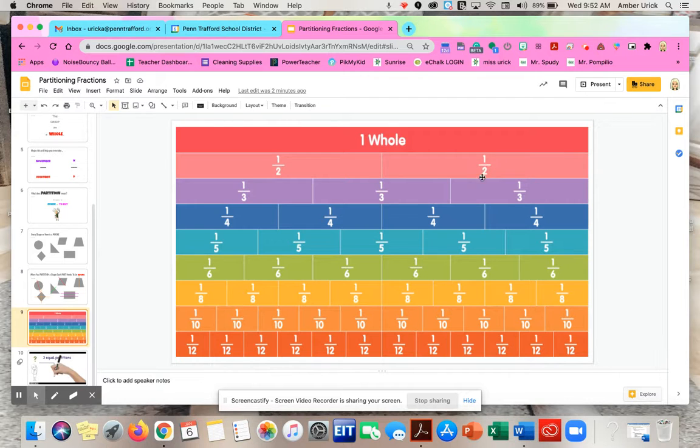A smaller number on the bottom actually means the piece is larger. And the bigger number on the bottom means the piece is smaller.